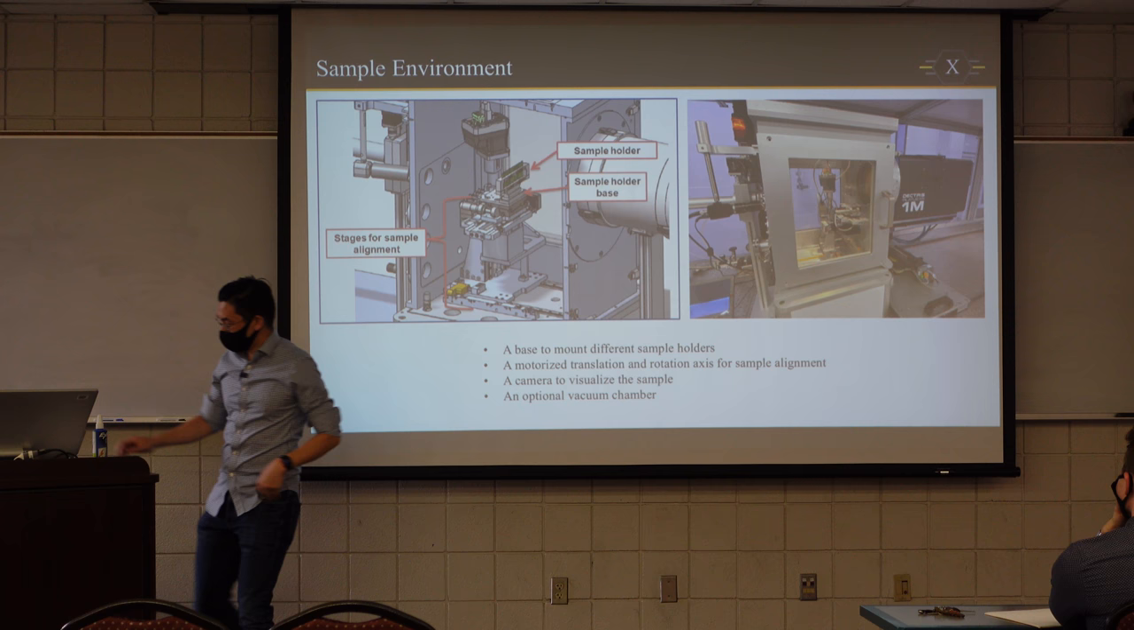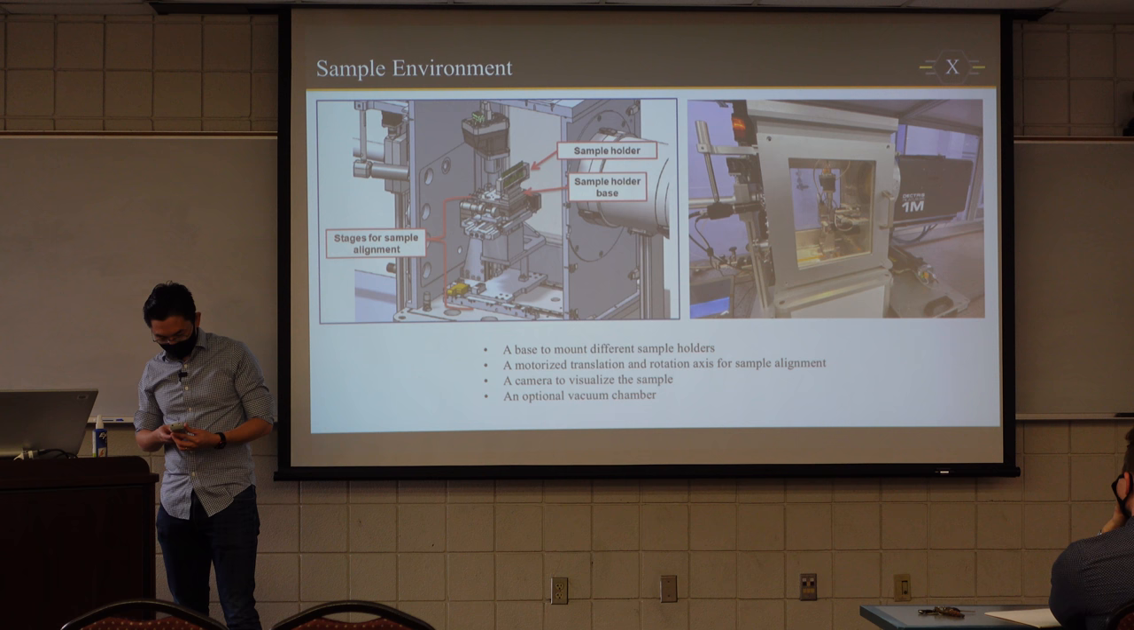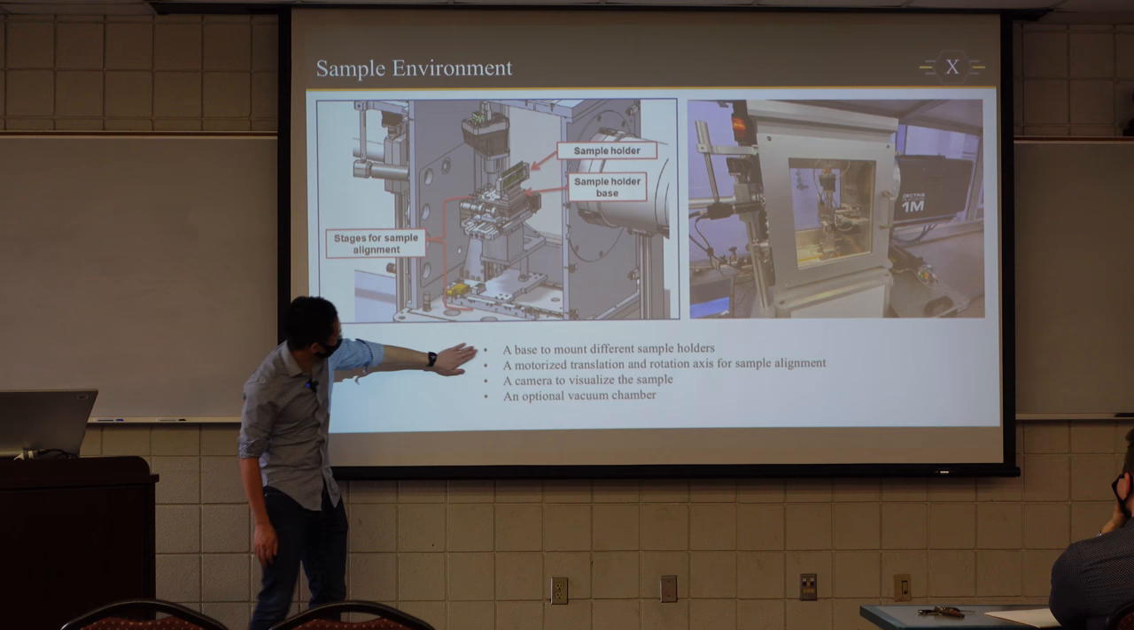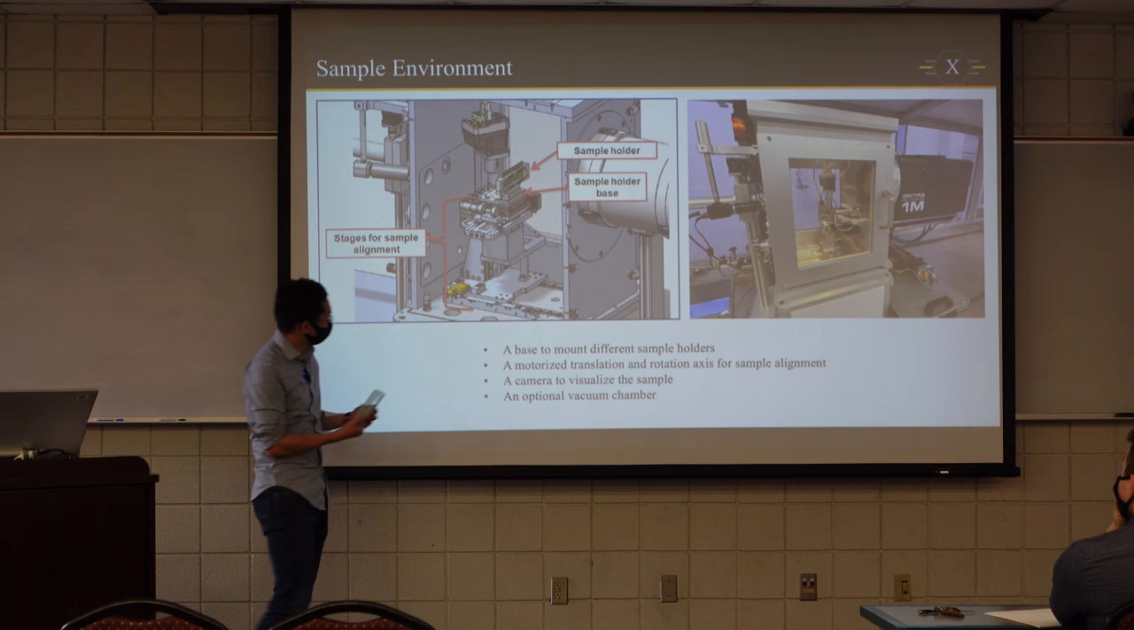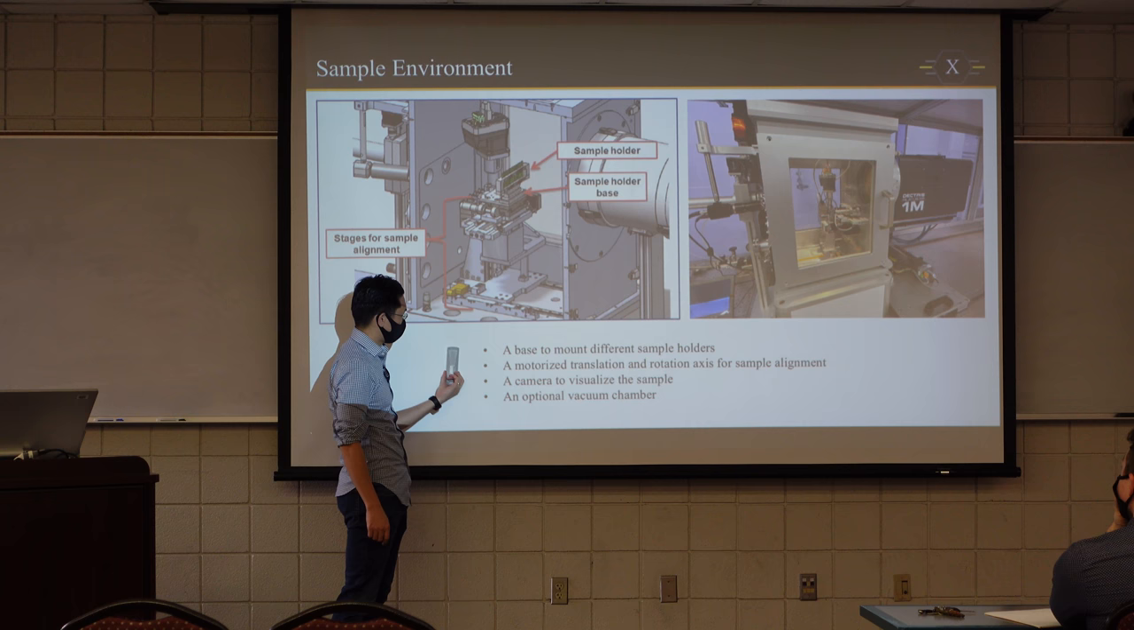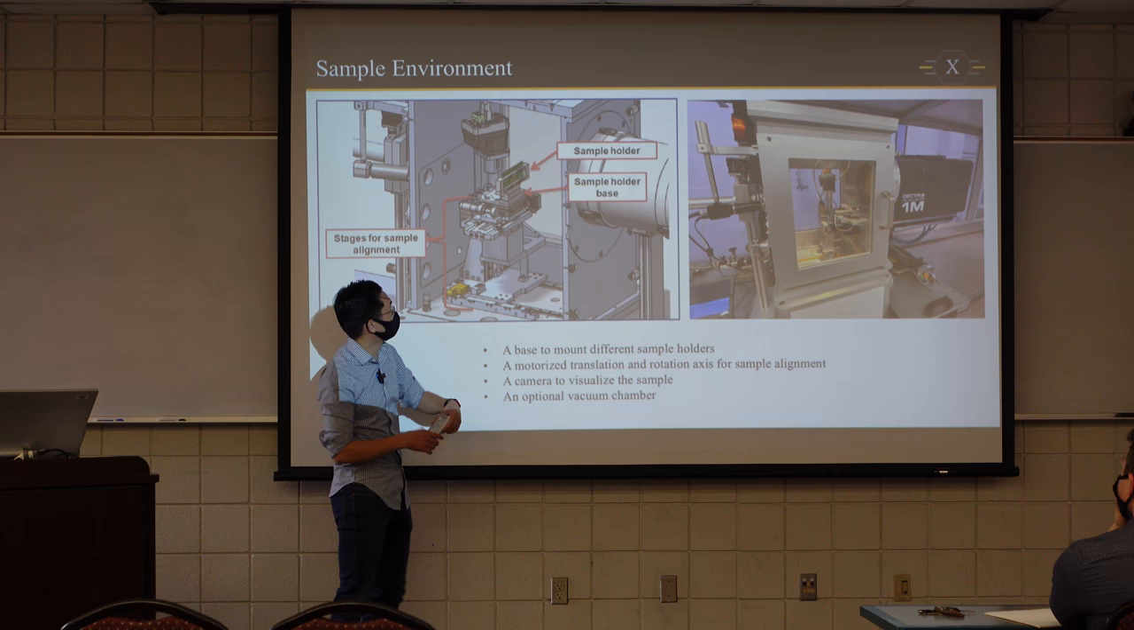So imagine this would be the laser. You want to do scattering at this remote. Your X-ray beam doesn't move, so you need to move the sample up and down, left and right, until it's aligned to your center. So that's what these two X and Z stages are used for.